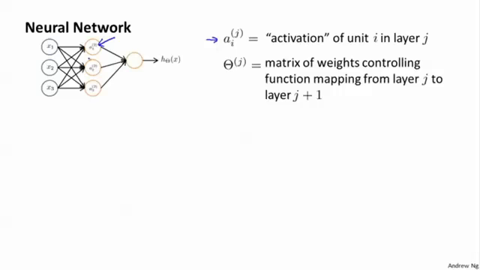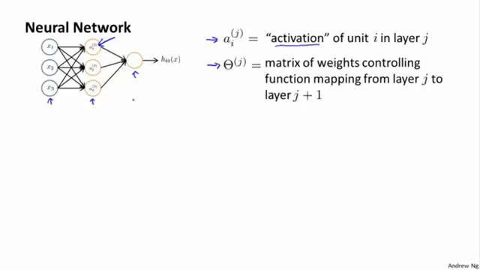And by activation, I just mean the value that is computed by and that is output by a specific neuron. In addition, our neural network is parameterized by these matrices theta superscript j, where theta j is going to be a matrix of weights controlling the function mapping from one layer, maybe the first layer to the second layer, or from the second layer to the third layer.